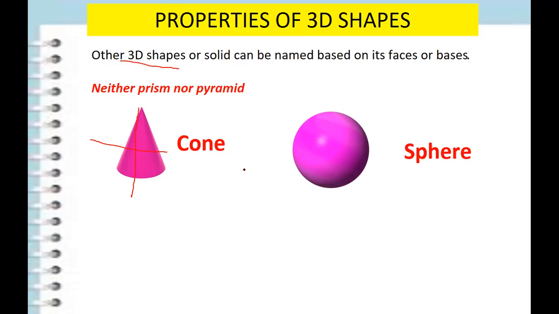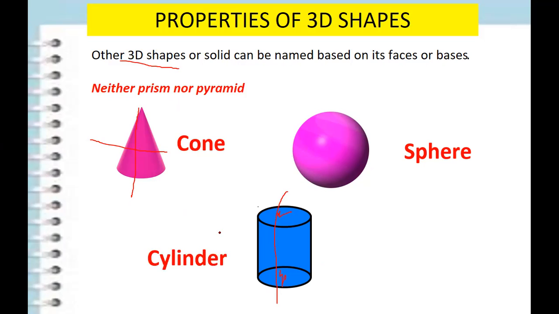Next one, the cylinder. It's only here, here, a circle. And if you cut it, it will change. It will be flat, and the other side will not be the same as the flat one. It's still curved. So simply call it a cylinder. So the 3D shapes that are neither prism nor pyramid are cone, cylinder, and sphere. Okay?